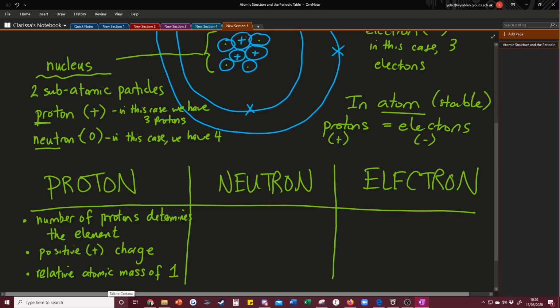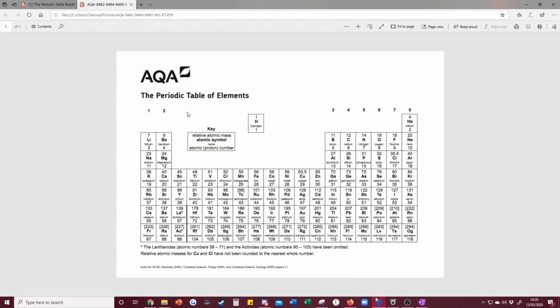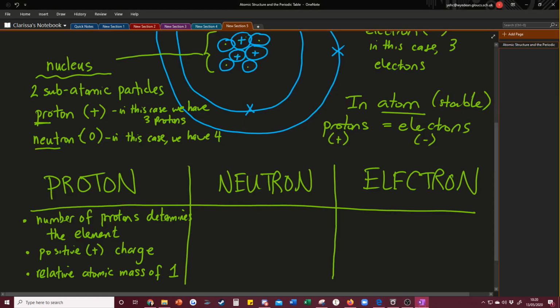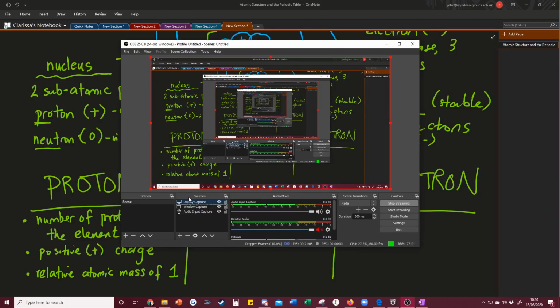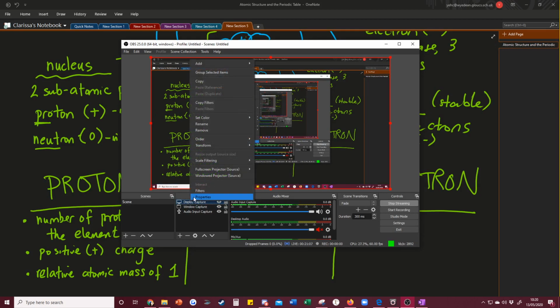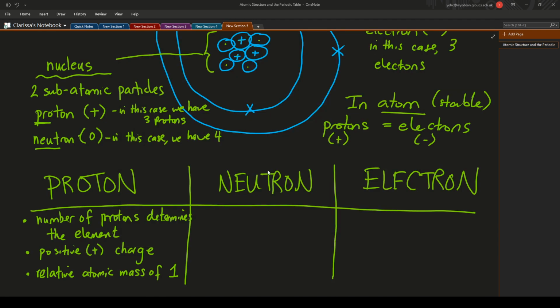Right, so what does relative atomic mass mean? That's the big question. You'll see on the periodic table, it's that big number at the top, but what does that big number at the top mean? So lithium has a relative atomic mass of 7. Beryllium has a relative atomic mass of 9. That top number is relative atomic mass. But now, what does that mean? Let me just quickly switch over to window capture. Okay.